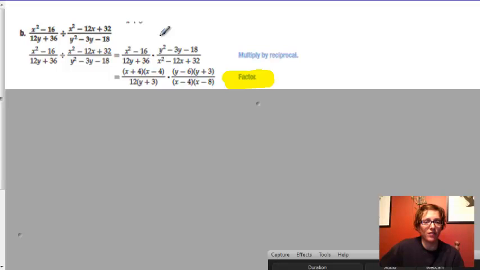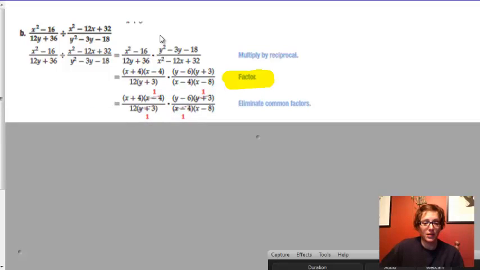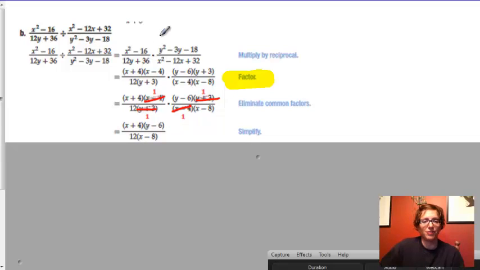Over here I can pull a 12 out of both sides. And over here, do you remember that green sheet you have about factoring? That green sheet shows you how to do the difference of perfect squares. X plus 4 times x minus 4. Now we just cross off whatever is on the top and the bottom. There's an x minus 4, x minus 4. X plus 3, x plus 3. Rewrite the problem. You can simplify it if you want. You can FOIL the top and distribute on the bottom, or you can leave it just as it is.